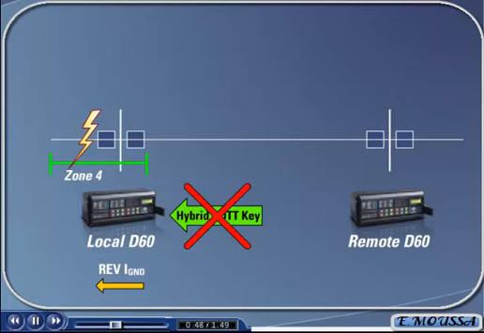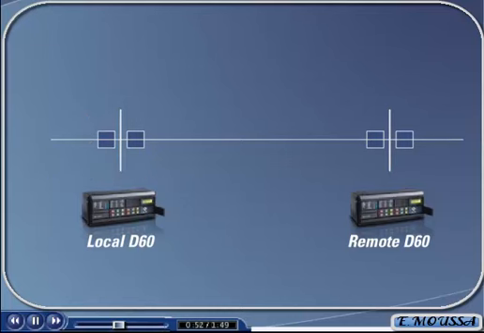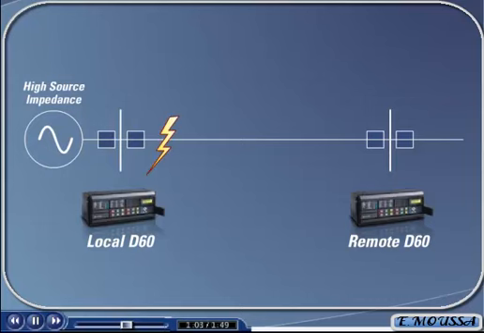The other advantage of the hybrid POTT scheme over the POTT scheme is its ability to trip on faults that are fed by a source that has a high source impedance. This is also referred to as a weak in-feed. When a fault occurs on the transmission line with a weak in-feed that is located close to the local distance relay, the characteristics of the transmission line will operate in the following way.